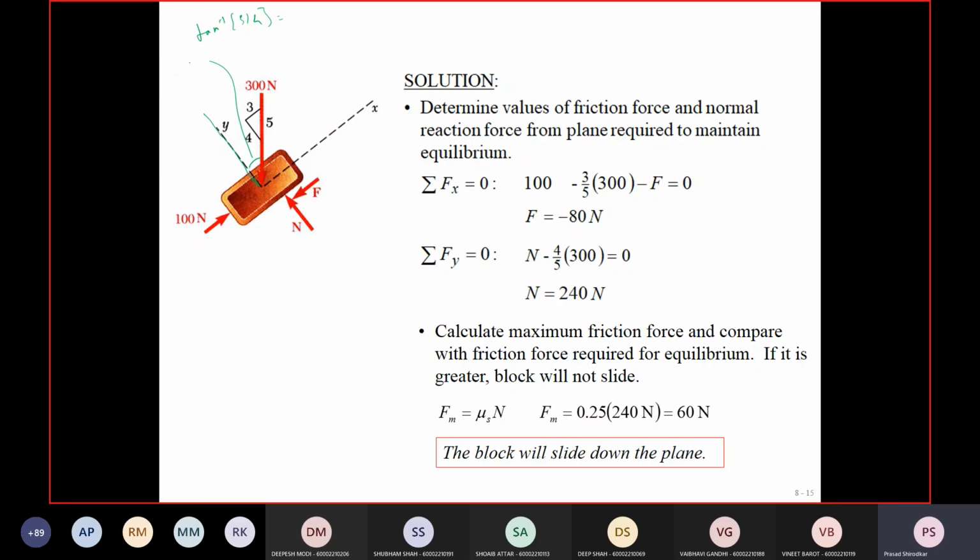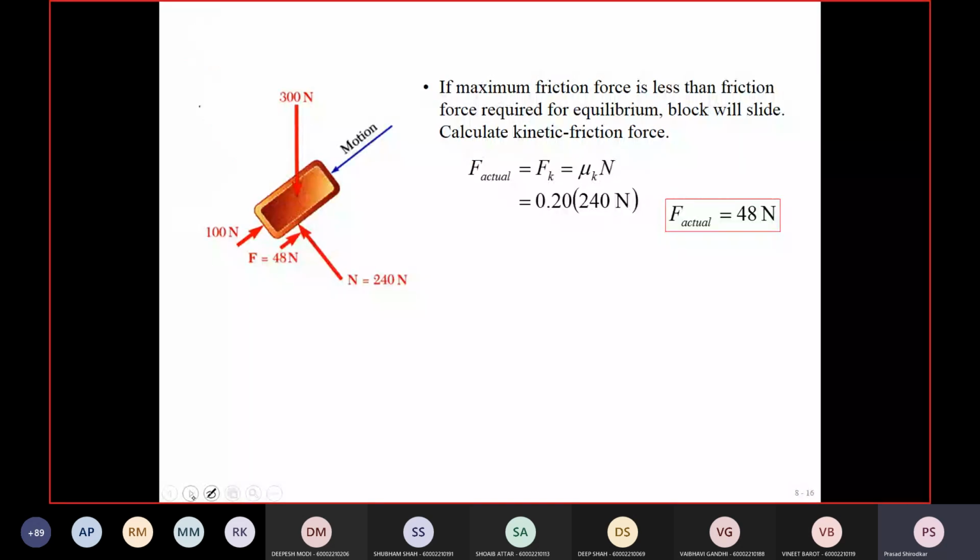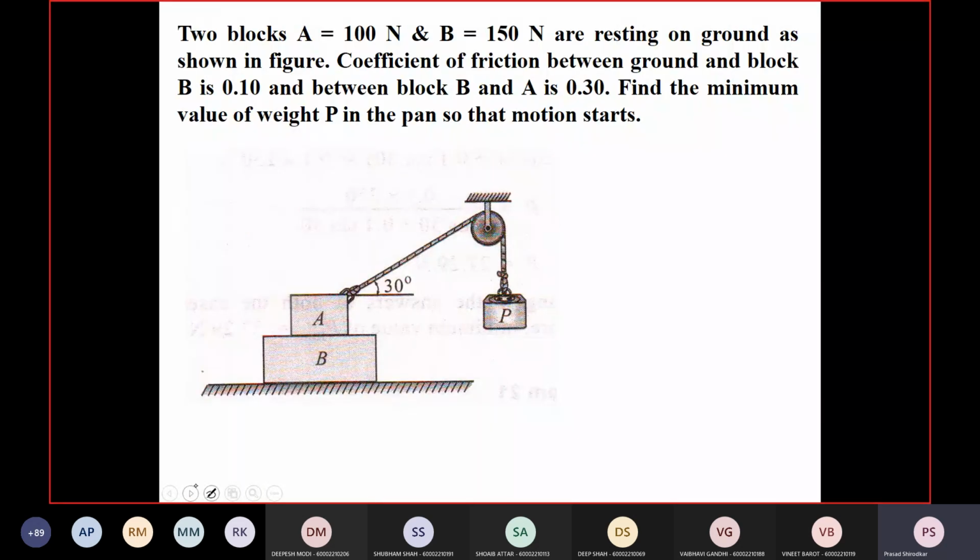300 cos, 300 sine. 300 cos and sine component. You resolve it. That's how it is. Okay, thank you. That you can get VB equal to omega for R. All right. Next question.